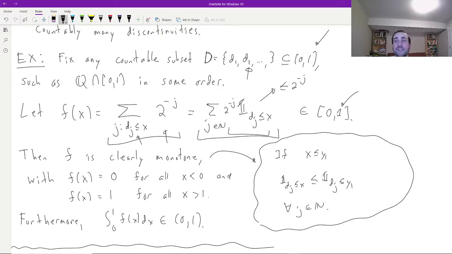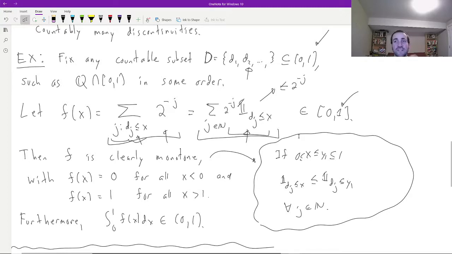I then claim that f is pretty clearly monotone. In particular, if x is less than or equal to y, say between 0 and 1, then the indicator function that d_j is less than or equal to x is definitely less than or equal to the indicator function that d_j is less than or equal to y for every j. So again, when you're looking at f of x and f of y, you have pairwise comparison of the thing that you're summing, which means you have pairwise comparison of the sum values f of x and f of y. Furthermore, f of x is 0 for all x less than 0, because you're summing over an empty set in that case, and f of x is 1 for all x greater than 1, because in that case you're just summing 2 to the minus j, and we know that that's equal to exactly 1.